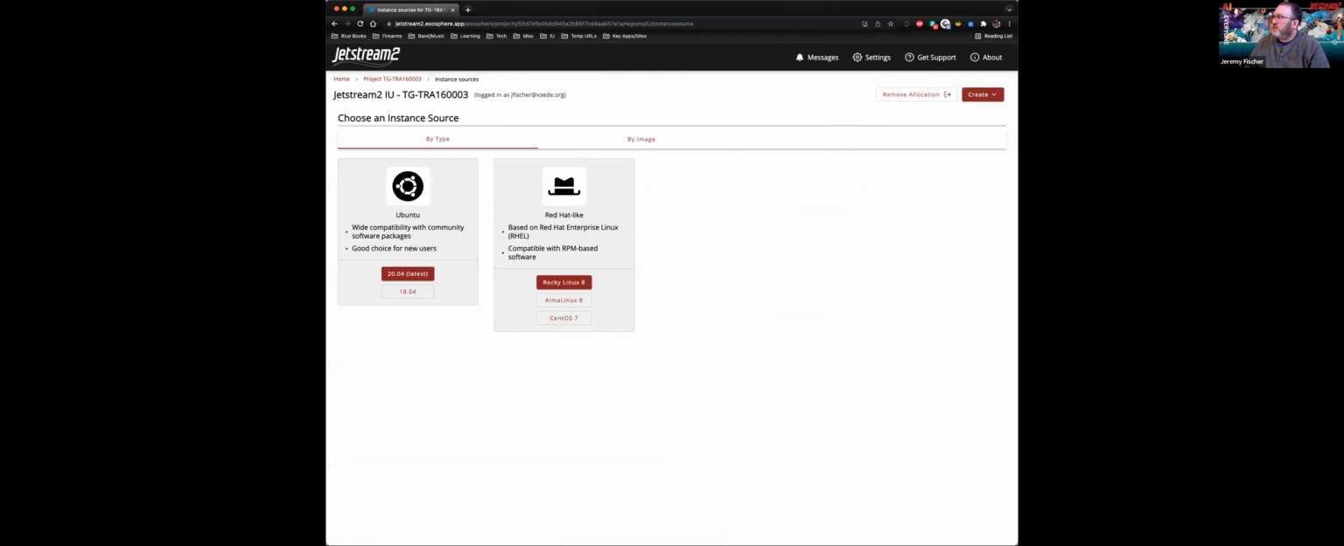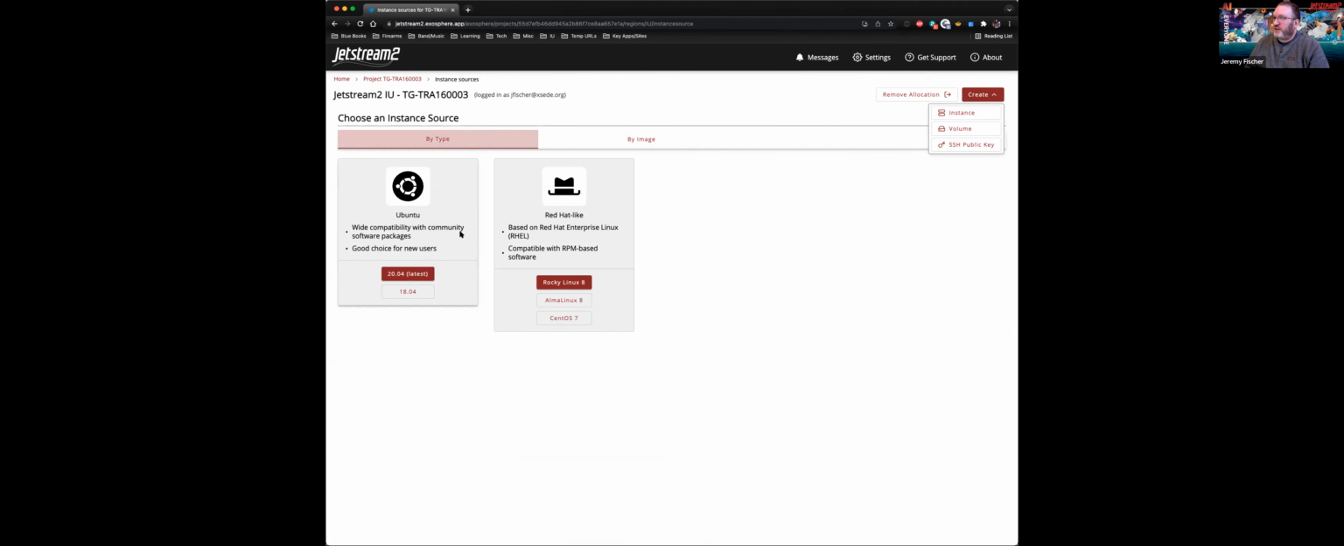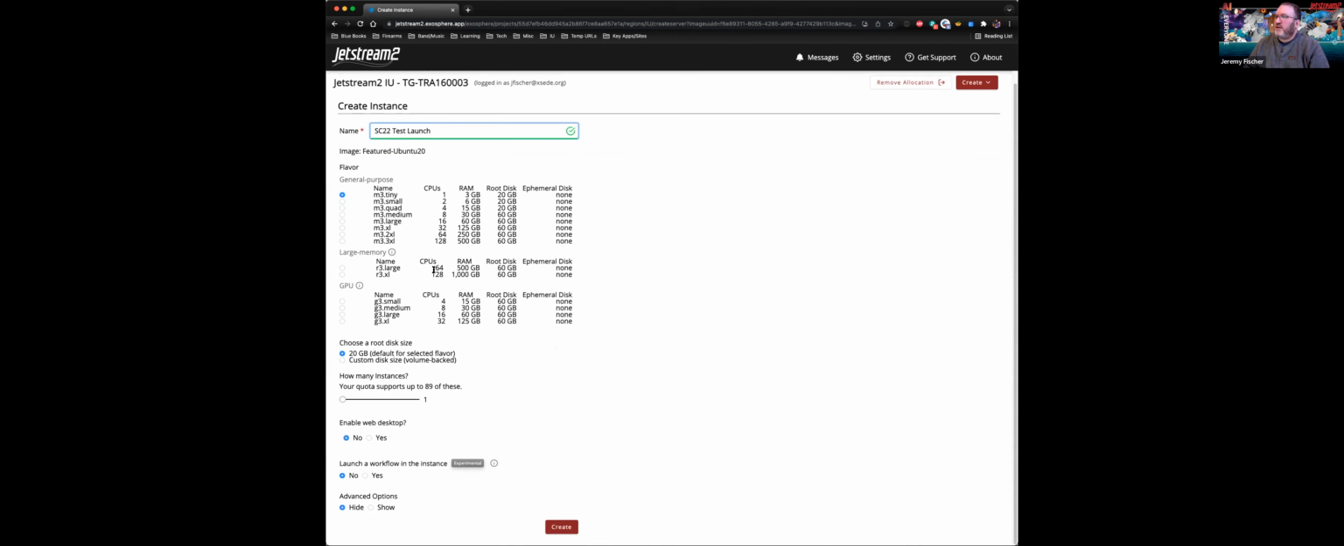So you come here, you hit, I kind of went fast. So you hit create an instance and it brings you here to pick the image you want to use. And we've tried to make this process easy. You can pick it from a tile, you can pick it from a list, but this is the default that people use. It's kind of modeled after DigitalOcean a little bit. So we grab an Ubuntu 20, we give it a descriptive name, and then we can pick our flavor out.